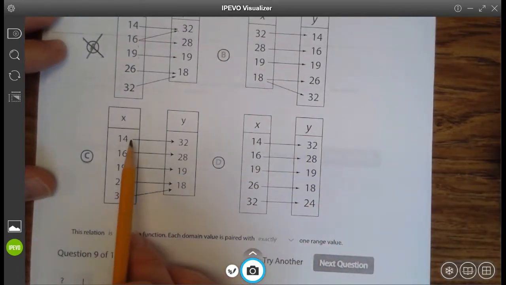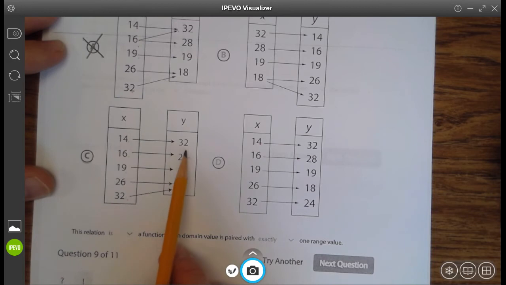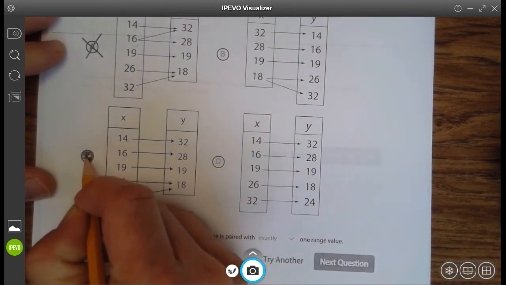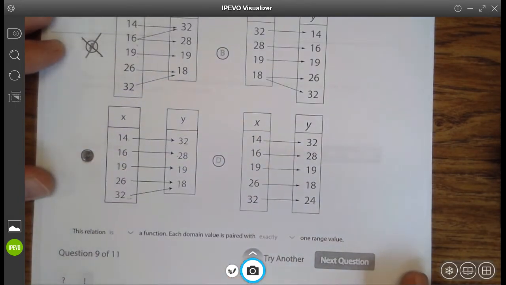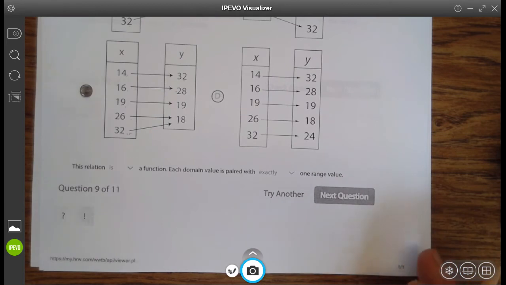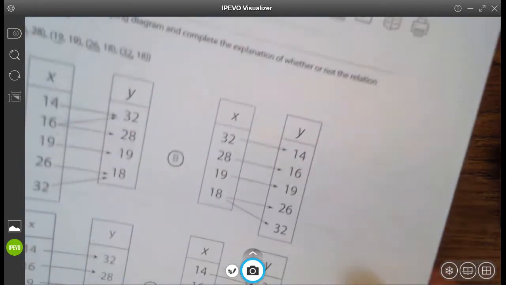Let's take a look at B. So 14, 16, 19, 26, and 32. That's okay. 14 goes with 32. 16 goes with 28. 19 goes with 19. 26 goes with 18, and 30 goes with 18. So the answer is C. Now, the relation is a function. Each domain value is paired with exactly one range value. All right, go and finish up example 9.